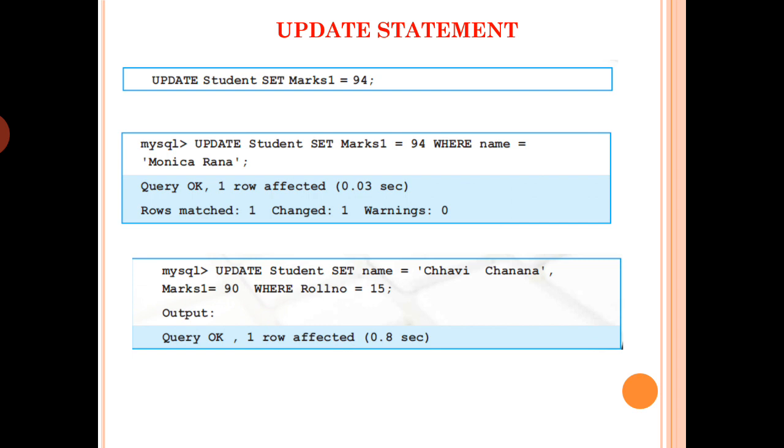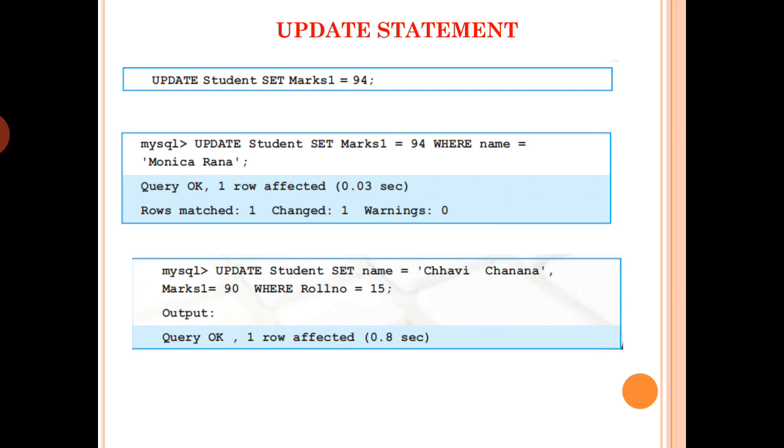For example, the statement UPDATE student SET marks1 = 94 sets the marks of all the rows to 94. The statement UPDATE student SET marks1 = 94 WHERE name = 'Monica Rana' sets the marks of the row with the name Monica Rana to 94.